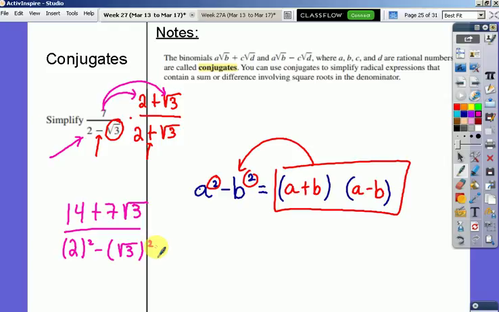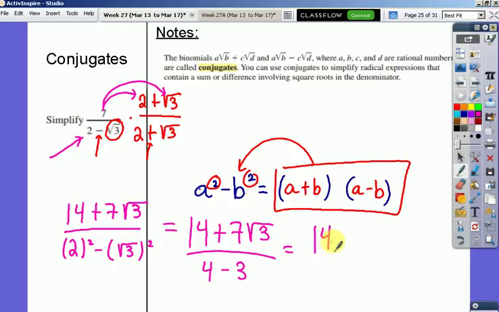Okay. Now, when we simplify this, we end up with 14 plus 7 root 3 divided by 4 minus 3. When you square a square root, they just cancel each other out. They're inverses. So 4 minus 3, which is just 1. So you end up with 14 plus 7 root 3.